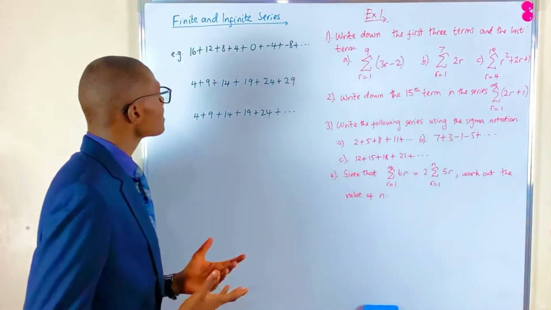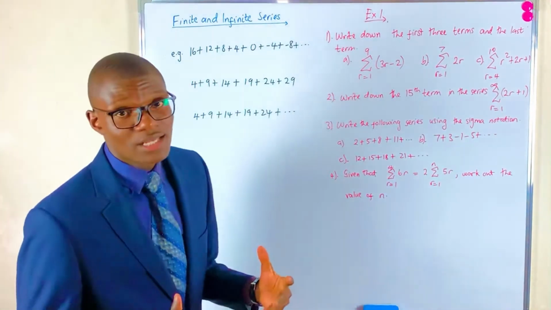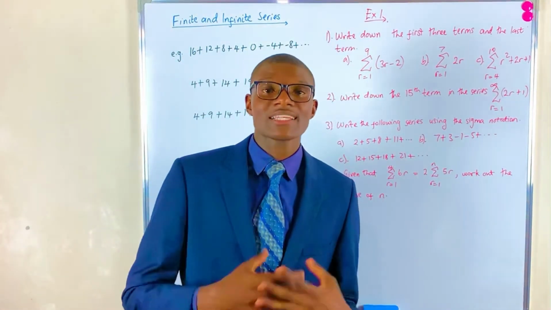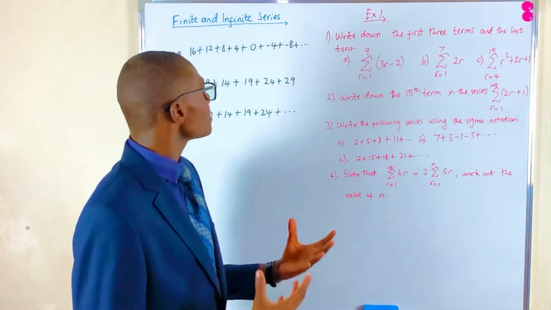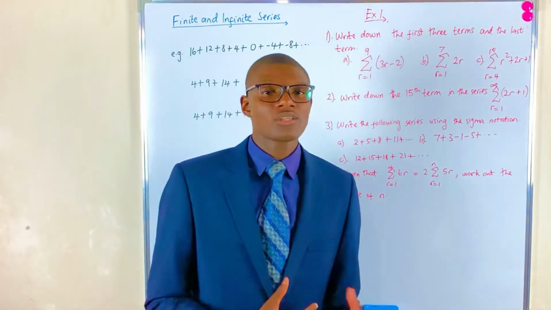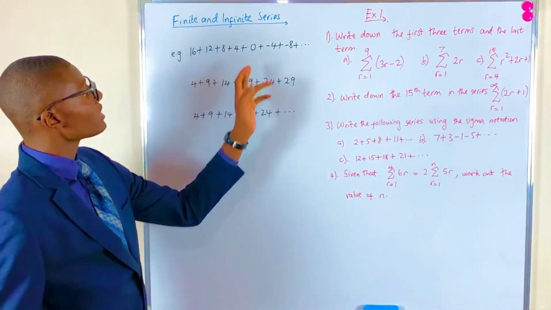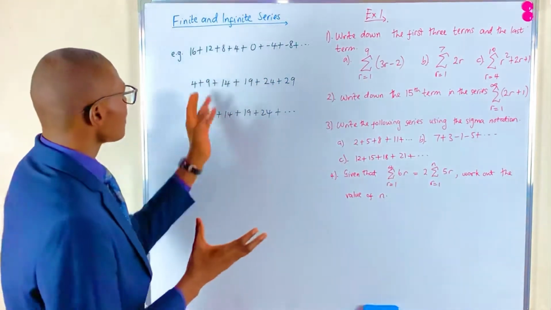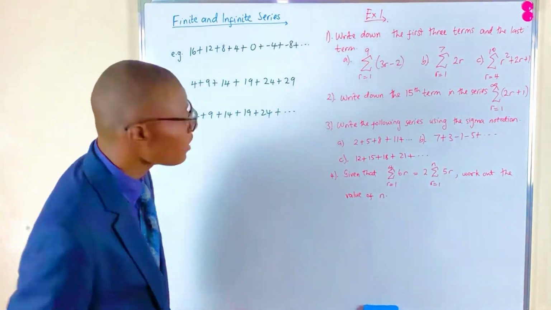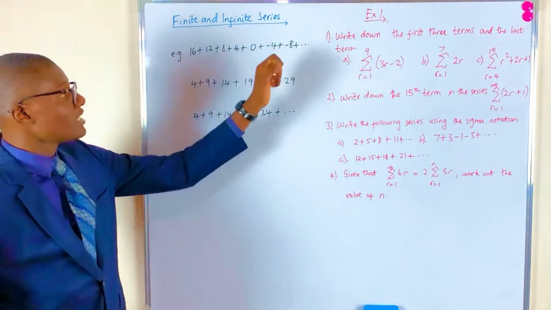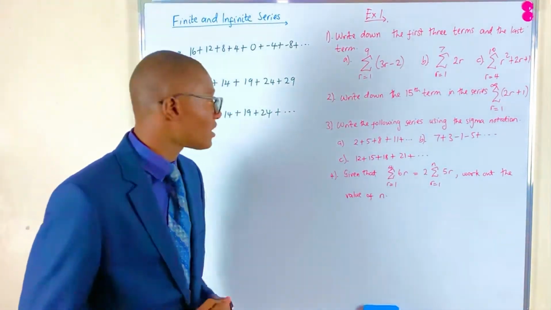So, we come about a series when we add the terms in a sequence. In other words, a series is formed by adding all the terms in a sequence. For example, we say 16 plus 12 plus 8, right? Naturally, you see that this is a sequence, but now that we are adding all the terms in the sequence, this becomes a series, right?